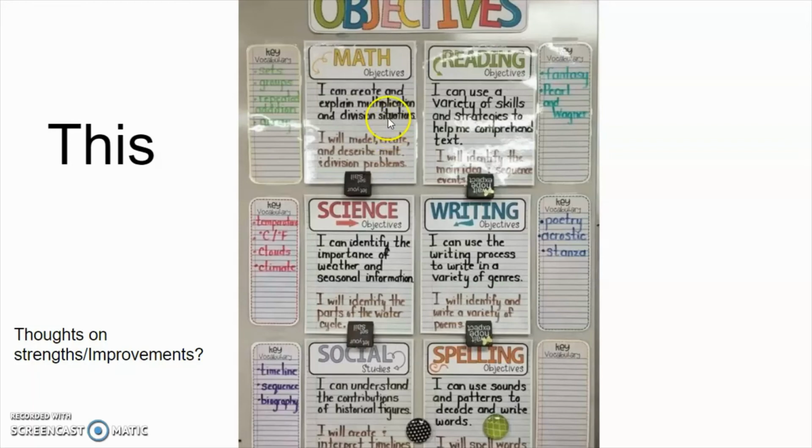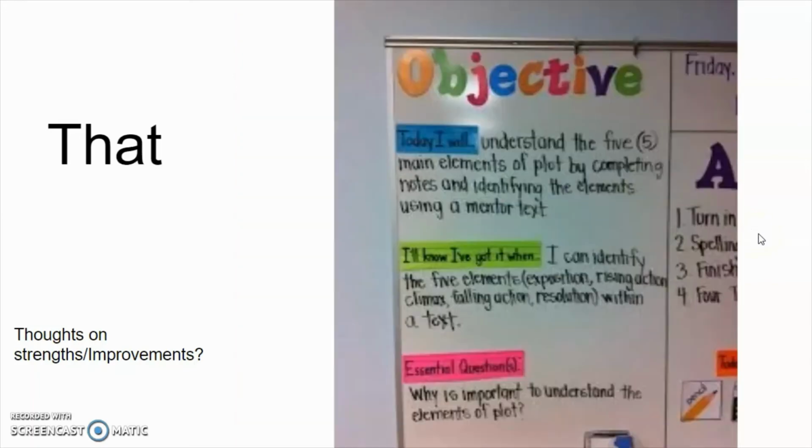So like for this math one, you can create and explain multiplication and division, but I will model, create, and describe multiplication and division problems. So it allows students to take a look at that and say, okay, I know I have mastered this when I can do these things. I can model it, create it, and describe it. So there's three things within that I need to do in order to master this objective. So a little bit more detail, which is nice.